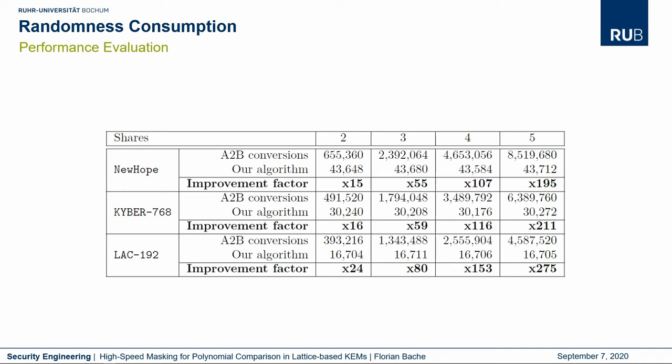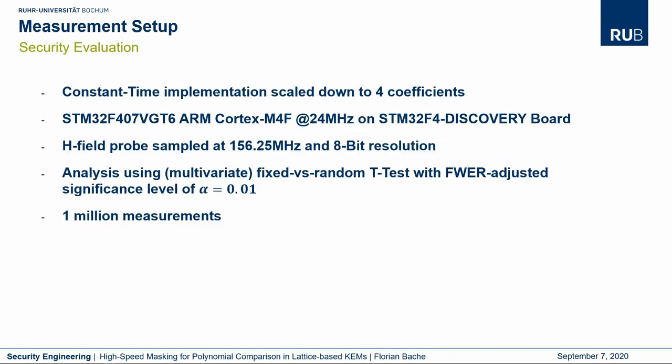And we see a reduction of a factor of 15 for two shares on New Hope, up to 275 for LAC at five shares. So the A to B conversion-based approach needs 275 times more randomness when applied to LAC 192 at five shares compared to our approach. Now to the practical security evaluation.